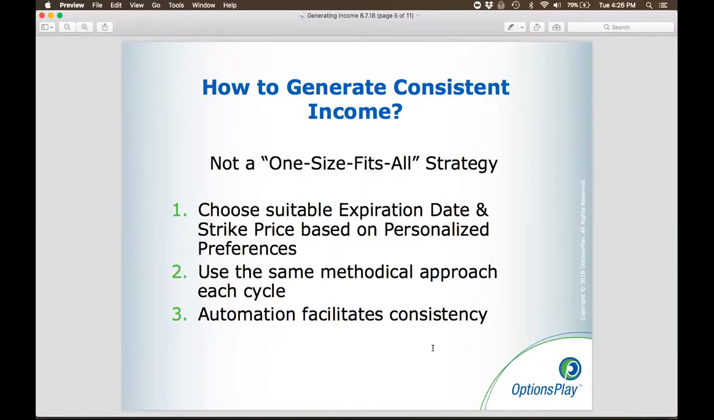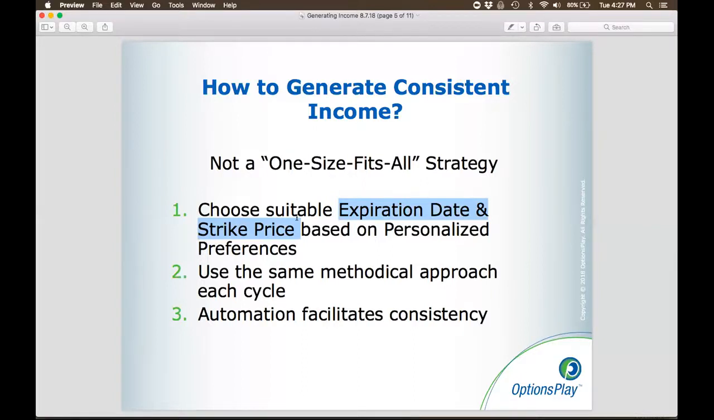So first off, what we want to establish here today is understanding what is the suitable expiration date and strike price based on your personalized preferences. We talked about selling a covered call meaning that you have the obligation of selling your stock at a predetermined price and a predetermined date. That's what the expiration date and strike price reference: the date and the price you have to sell your stock at sometime in the future. Where you choose your expiration dates and strike prices is based on your personal preferences.